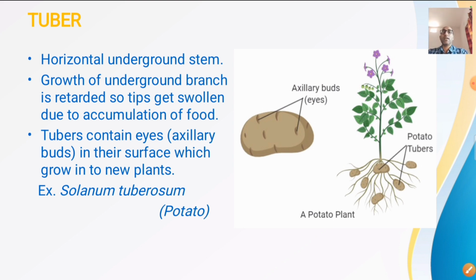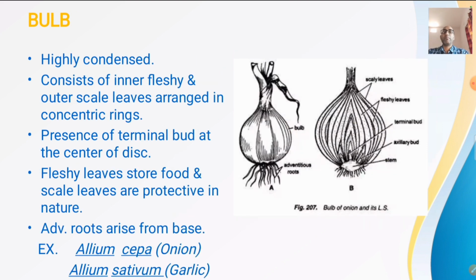Now come to the next one, your bulb. So what is a bulb? It is also an underground modification. Here the stem is highly condensed, that is, the underground stem is highly condensed, consisting of inner fleshy leaves and outer scale leaves. Okay. Now there is presence of a terminal bud at the center of the disc. You can see quite easily in this diagram the presence of a central disc. Okay. The functions of fleshy leaves and scale leaves are totally different. Here the fleshy leaves store food, whereas the scale leaves are protective in function. Okay. Adventitious roots arise from the base.